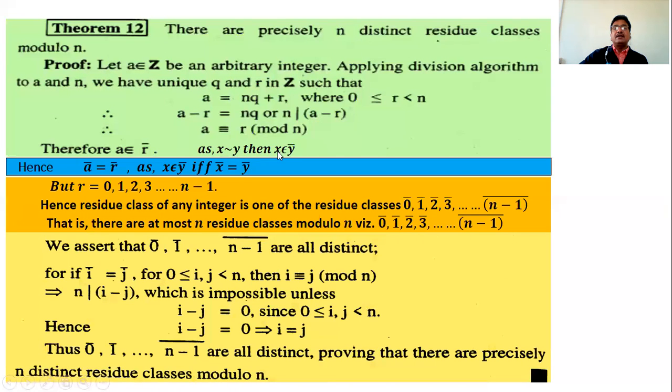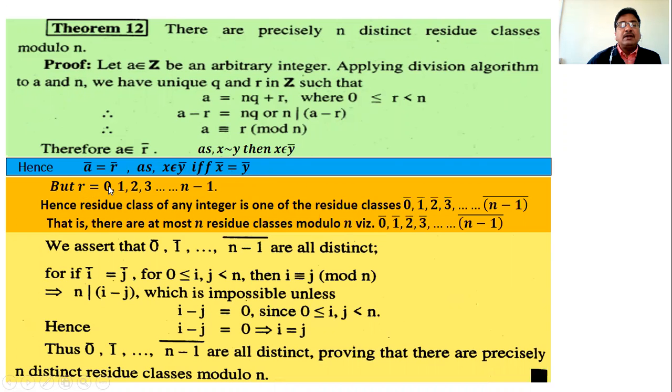If x is related to y, then x belongs to y bar. So this is the theorem of chapter number 1. So a is related to r, therefore a belongs to r bar. And by using this theorem, a bar is equal to r bar. That is, x belongs to y bar if and only if x bar is equal to y bar. So a bar is equal to r bar.